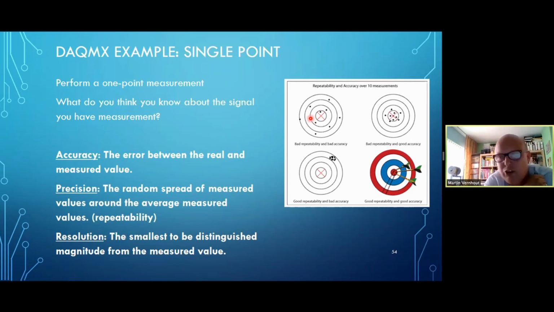Precision is the spread. So this one in quadrant number 3 gives you not a lot of accuracy because it's obviously not in the center of the target, but they are nicely grouped close by. So that's good repeatability or good precision and bad accuracy. And resolution is how far you are off the center. If you measure that in centimeters, centimeter will be your resolution. If you measure it in millimeters, that will be your resolution.